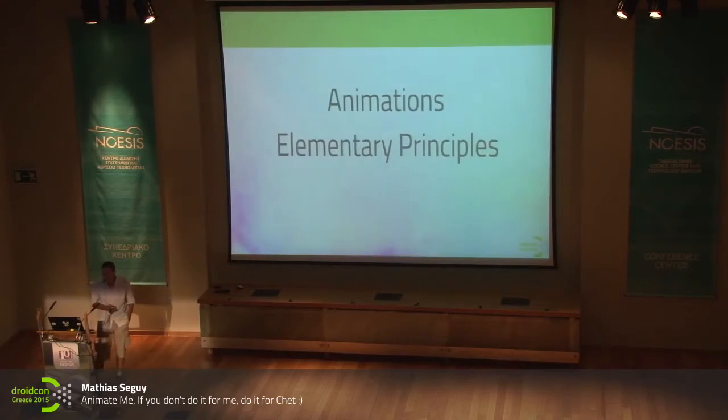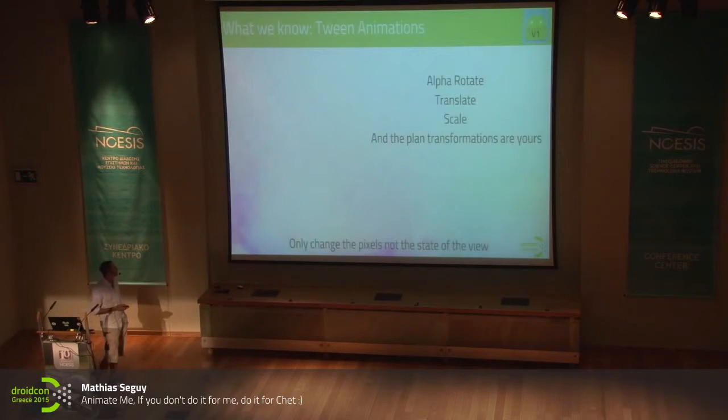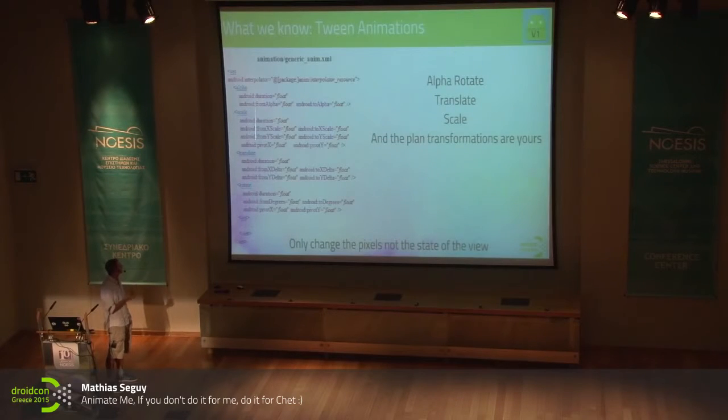So the elementary principles of animation. We have the tween animation. We have the alpha, the rotate, the translate, the scale, and the plane transformations are yours. Because if you use rotation, translation, and scaling, you can make any transformation of the plane. It's not exact, but it's the foundation of the stuff. So we have our XML file with the alpha, the scale, the translate, the rotate, as usual.